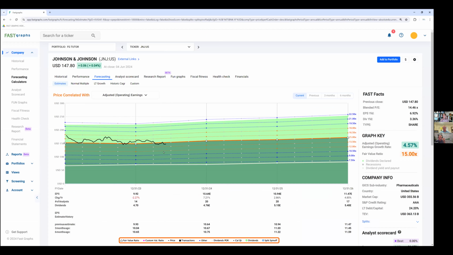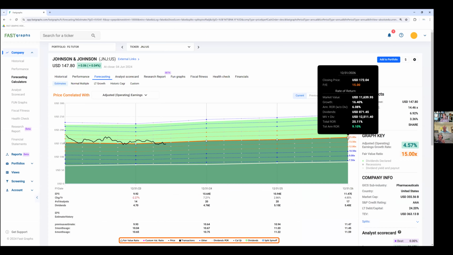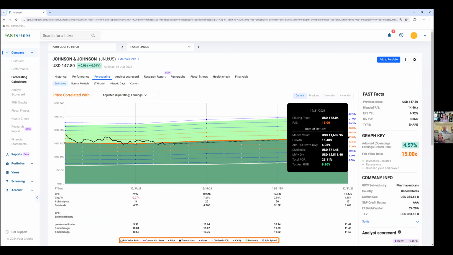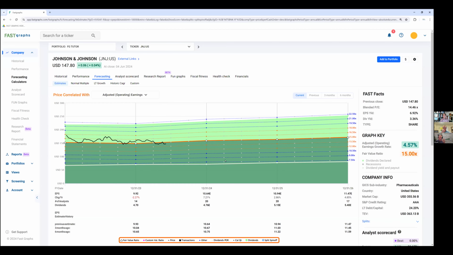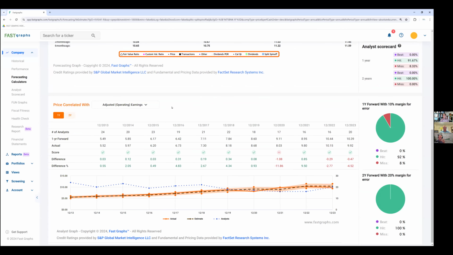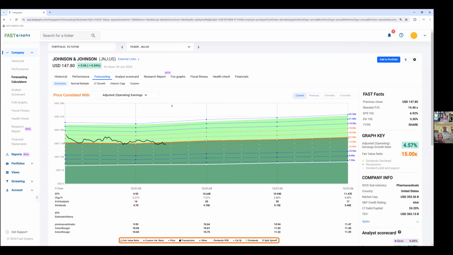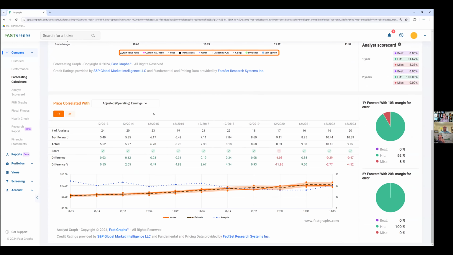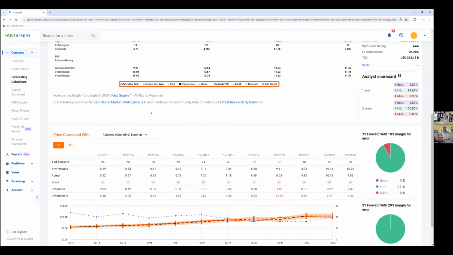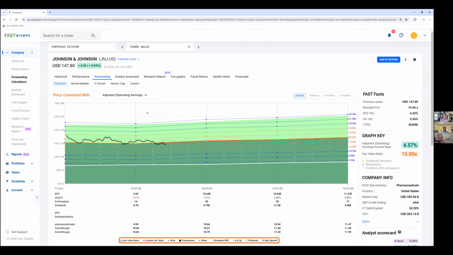But the question is, do I even want to waste my time with Johnson & Johnson? Well, it's AAA rated, very high quality, low debt. Interest rates aren't going to affect it very much. And I can get decent rates of return if everything goes according to what the analysts are forecasting. But the beauty of it is I can have a lot of confidence that those forecasts are probably close to being accurate. So, you want to use the forecasting graphs in association with the analyst scorecard, because you want to know whether you can rely on them or not.